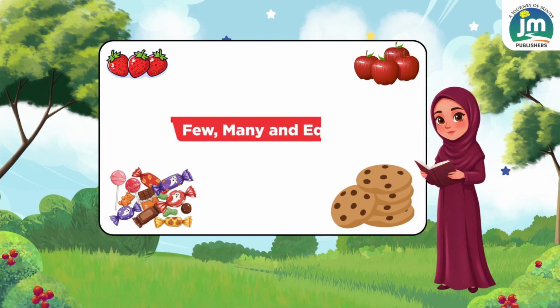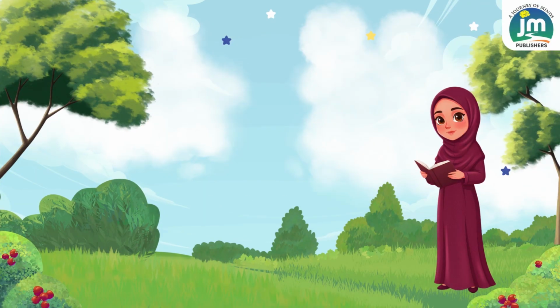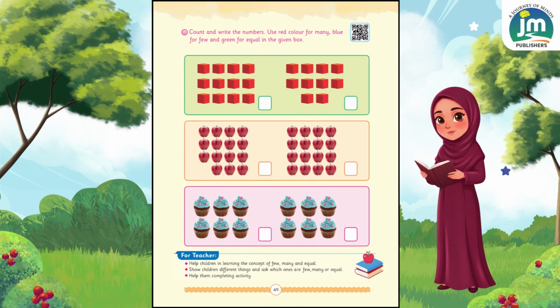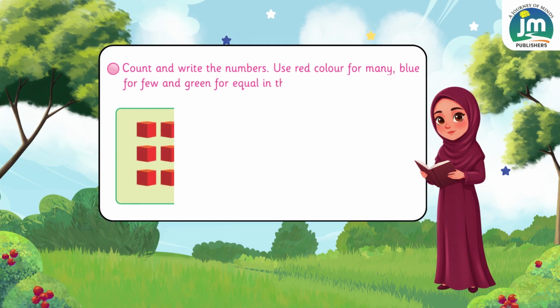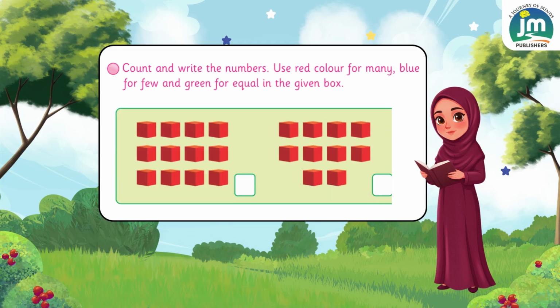Dear students, today's topic is many, few and equal. Open your book to page number 49. Today we will learn to count the objects, write the numbers, and use colors. Red for many, blue for few, green for equal. Are you ready, students? Let's start.